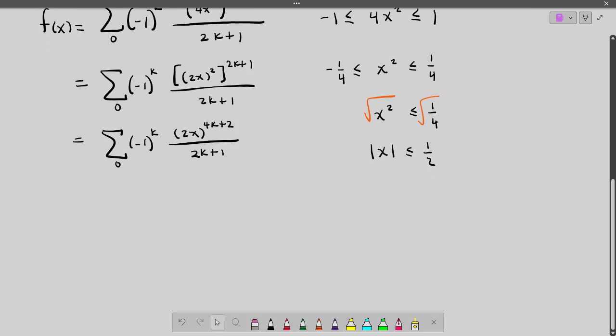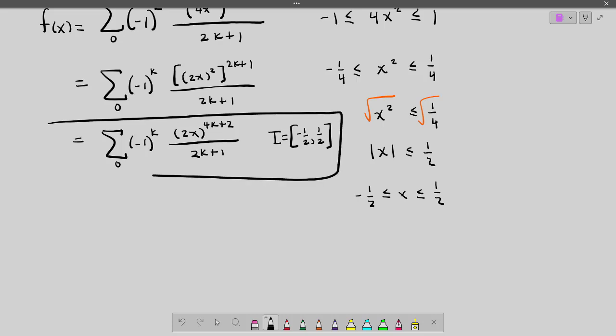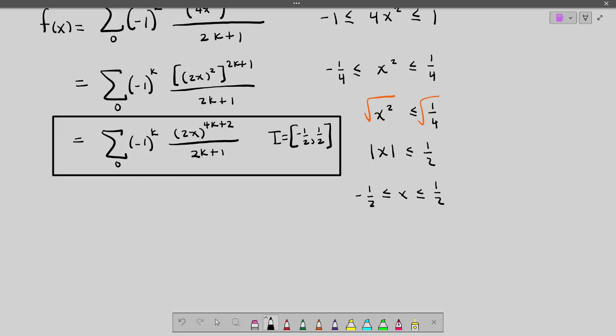And this gives us an IOC of -1/2 less than or equal to x less than or equal to 1/2. Or if you wrote it in the interval notation form, we would write it like that. So there is our power series for F.